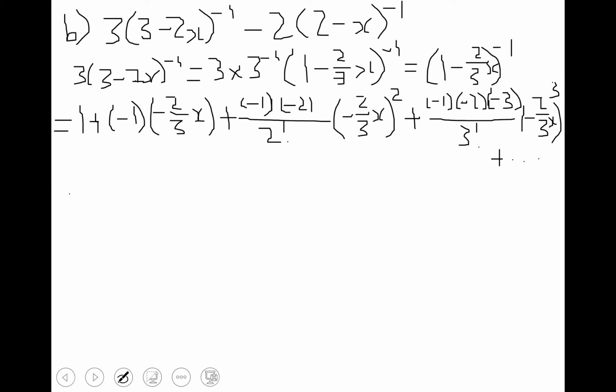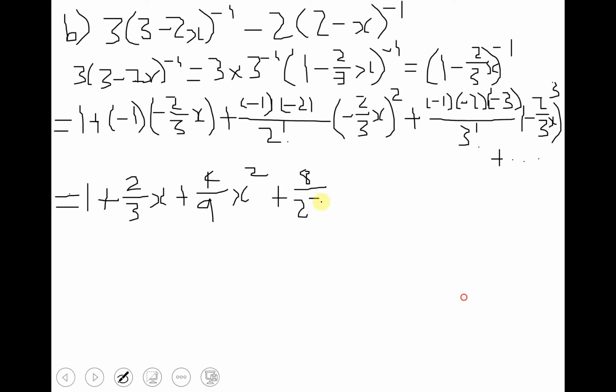Calculating, you get 1 plus 2/3 x plus 4/9 x squared. Remember here that we have to square the minus 2/3, which gives us 4/9. The terms in front of the bracket actually cancel down to 1. And then the next term, the x cubed term, using our calculator, minus 1 times minus 2 times minus 3 all over 3 factorial times (minus 2/3) all cubed, will give us 8 over 27 x cubed.